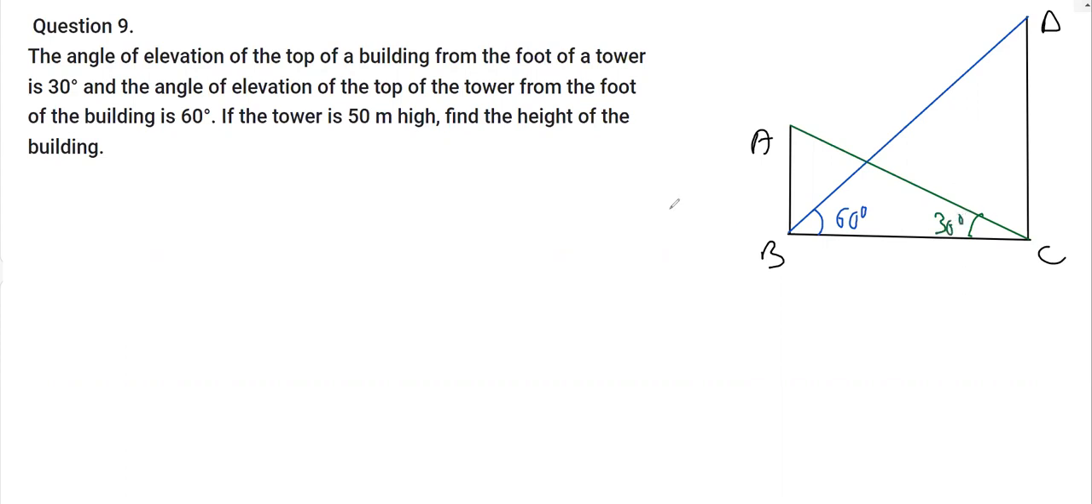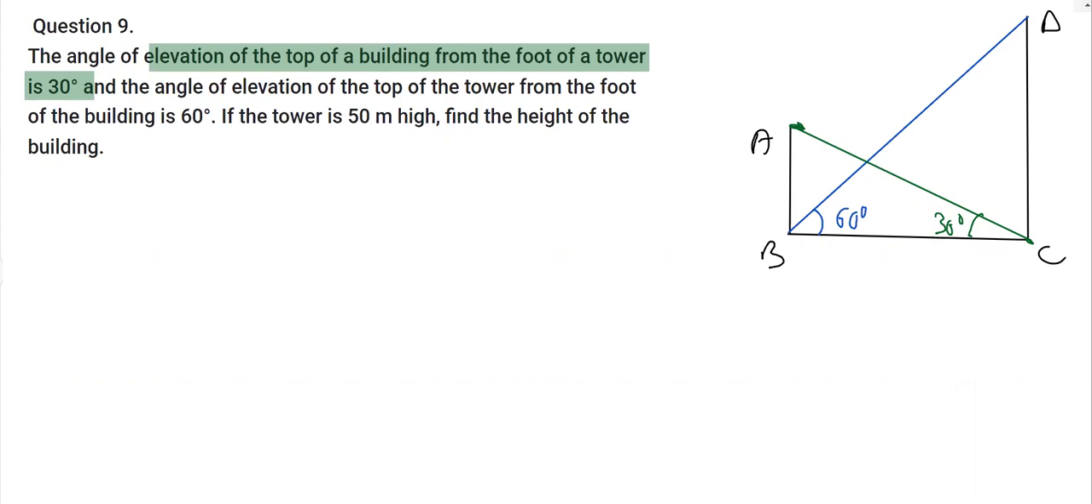Now, read the question again, in order to find which is the building and which is the tower. It says that the elevation of the top of the building from the foot of the tower is 30 degree. Top of the building is this, right? And the foot of the tower is this. Therefore, this angle is given as 30 degree.